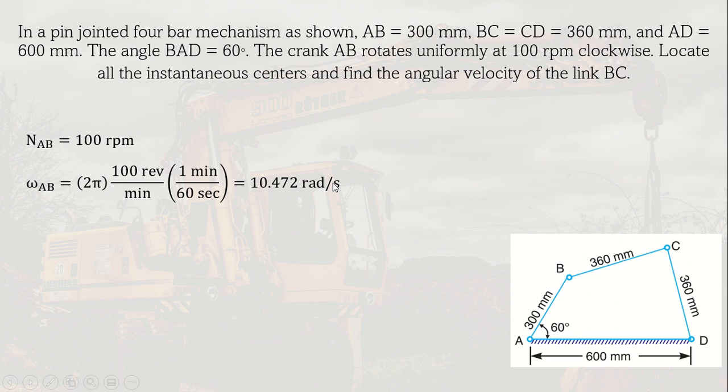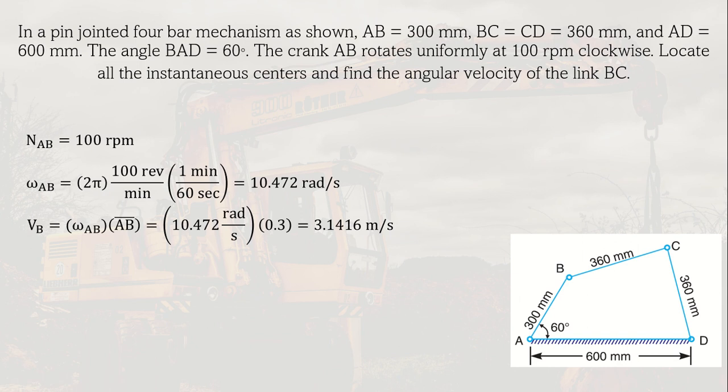You may be wondering why it is now rad and not rev. Because the 2 pi here is the conversion factor between rev and rad, since we know that 1 revolution is 2 pi rad. So rev will be cancelled out. That's why we have 10.472 rad per second, which means the angular velocity of AB is 10.472 radians per second.